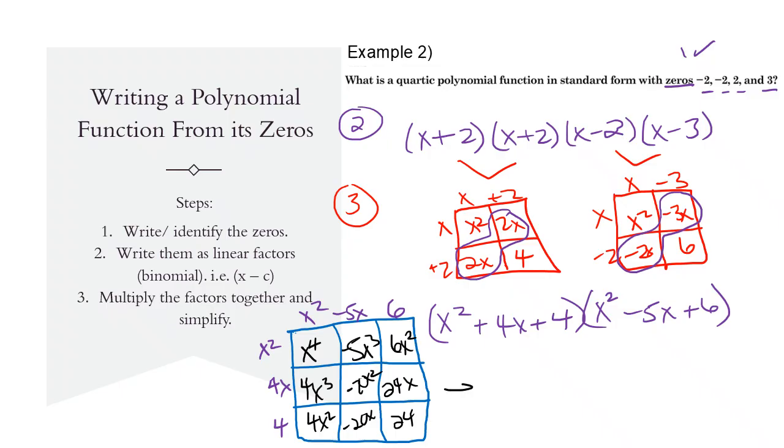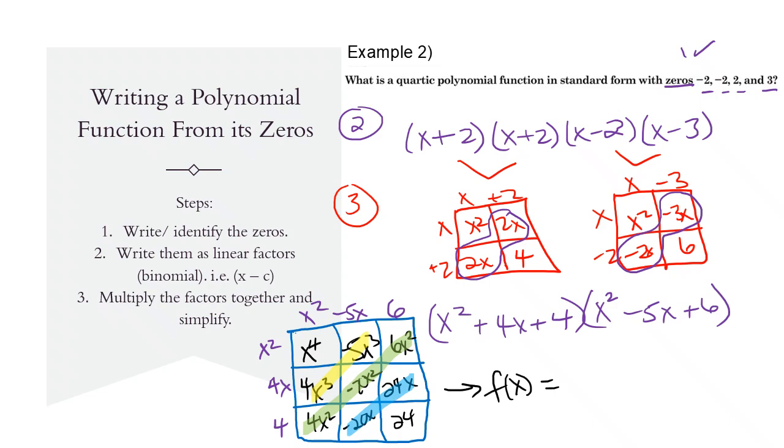All right. So to write your function, f of x equals, on the diagonals, that's where your like terms are. So we have our cubes, we have our squares, and we have our linear terms right there. We're going to add them together. We're going to combine them.